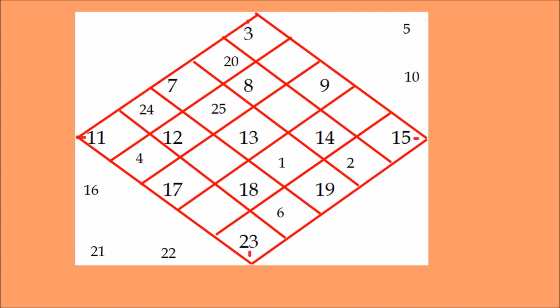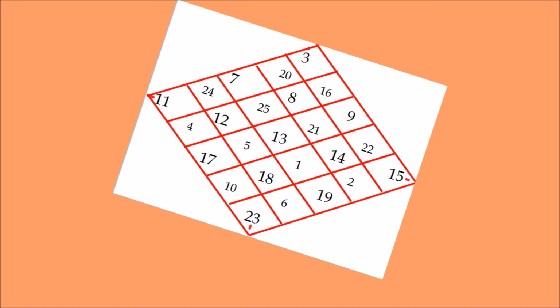Now it is 4 to the opposite side. Now it is 16 to the opposite side. Now it is 5 to the opposite side. And obviously it is 21 to the opposite side. 10 to the opposite side. And 22 to the opposite side. And this will be acting as our magic square.